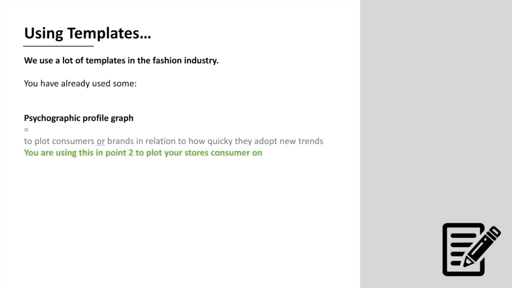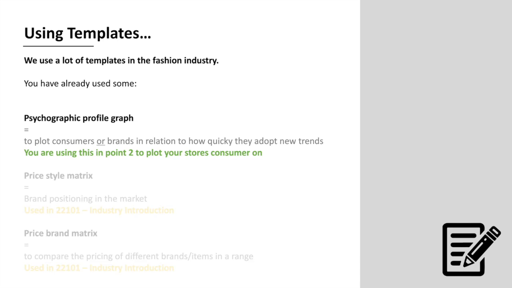So using templates, we use a lot of templates in the fashion industry, and you've already used some. The psychographic profile graph, which we use to plot consumers or brands in relation to how quickly they adopt new trends. And we use this in point 2 of this brief to plot the consumers that you identified in your research. So you're using the psychographic profile graph in this project too, in your previous point 2.